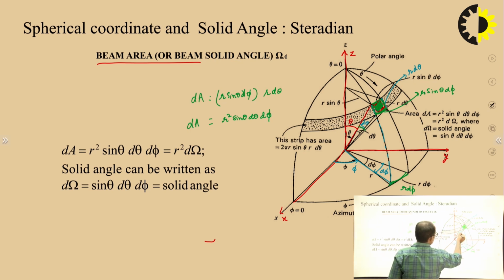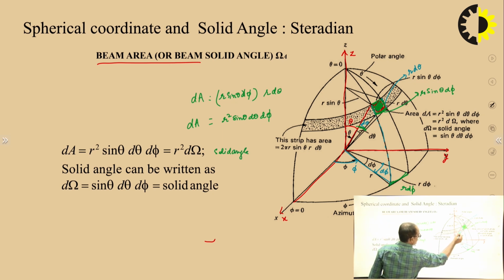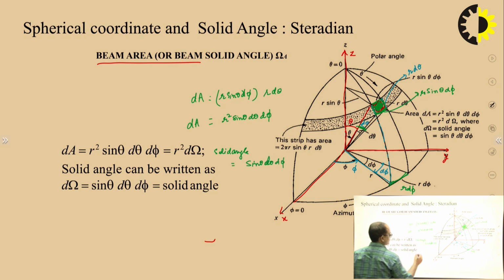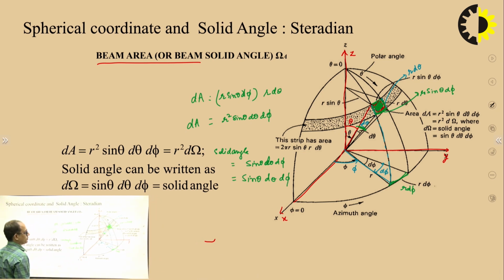So it covers the area of this one, and the solid angle which it makes at this center will be equal to what? The solid angle which it makes at this center means, if I say this is a cone, the angle at the center is equal to sin theta d theta d phi. Sin theta d theta d phi. Clear?